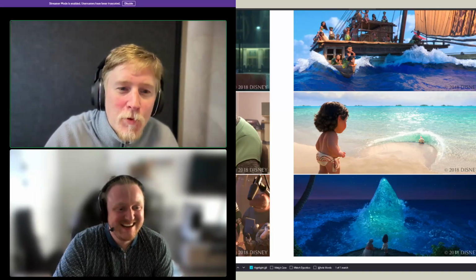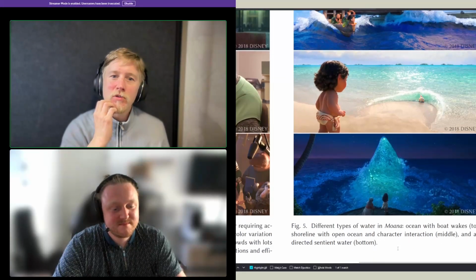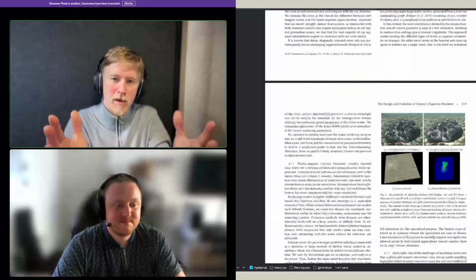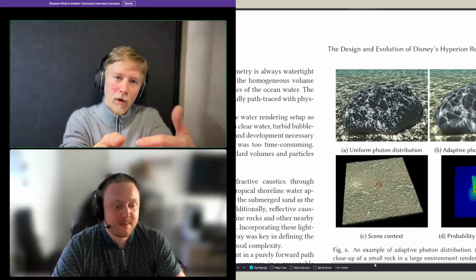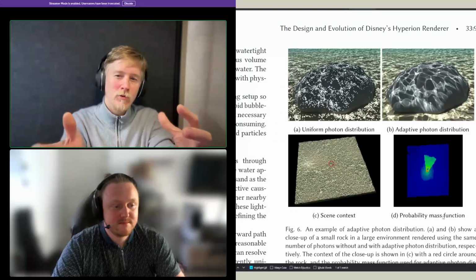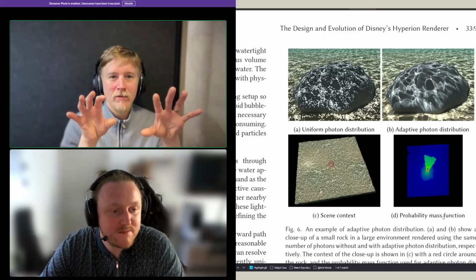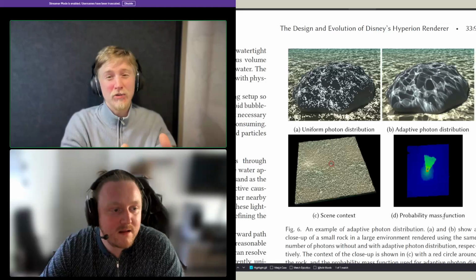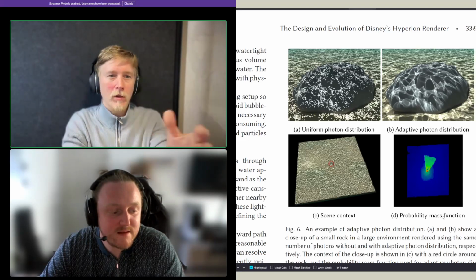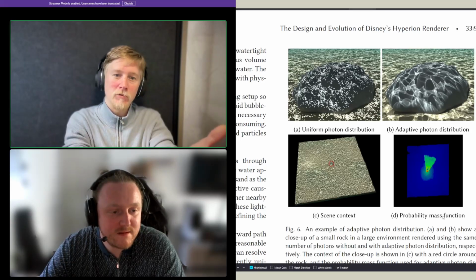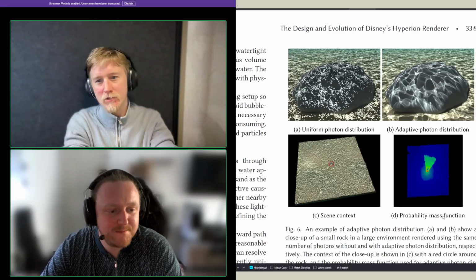I think we probably want to look at the next figure, so figure 6 for that. So if you've got this uniform mesh, it's to do with the photon distribution within your volume of ocean. If you're just uniformly throwing your photons into this scene, then you've got to throw lots and lots of photons at your scene to have it look just right. So you can see here on the rock where you've got a bunch of photons going in, but not enough for it to look right.